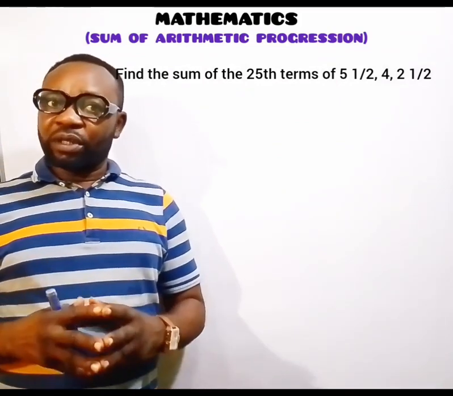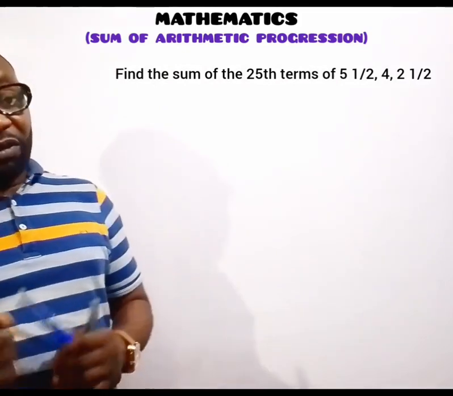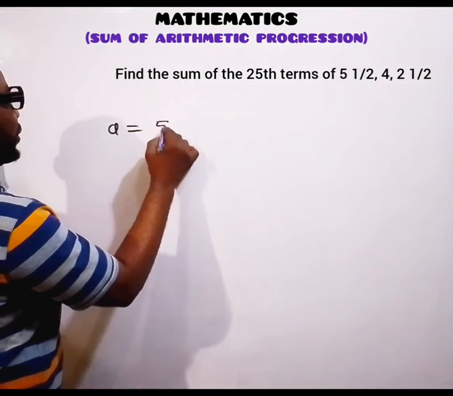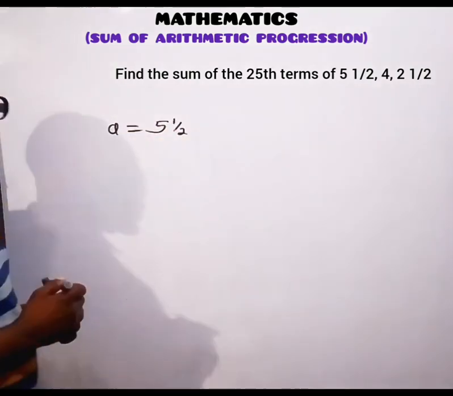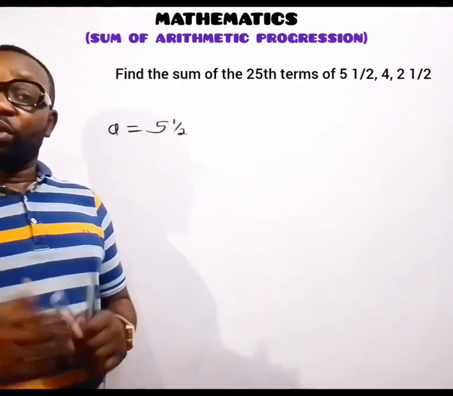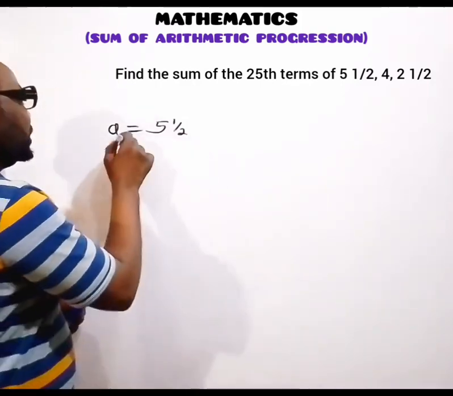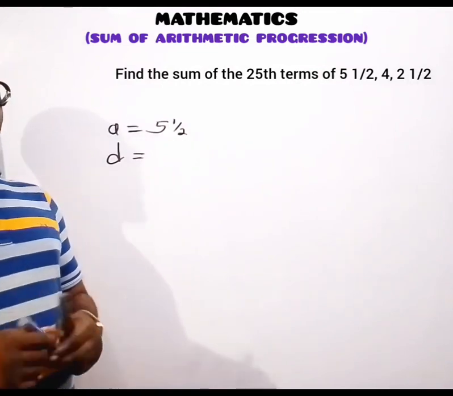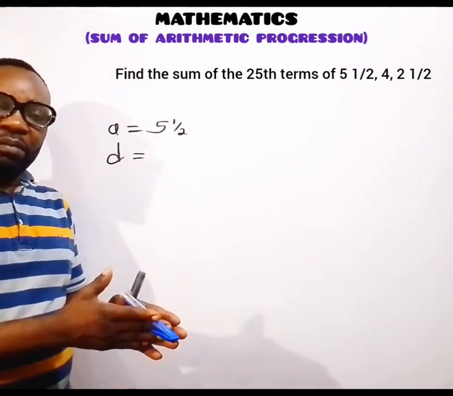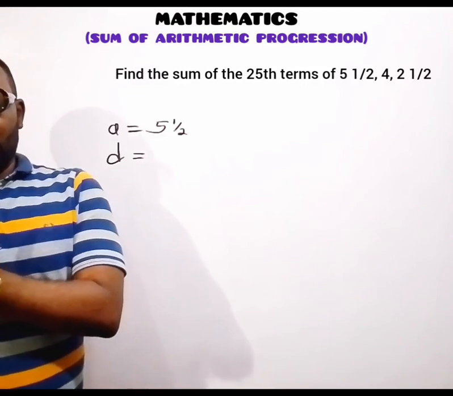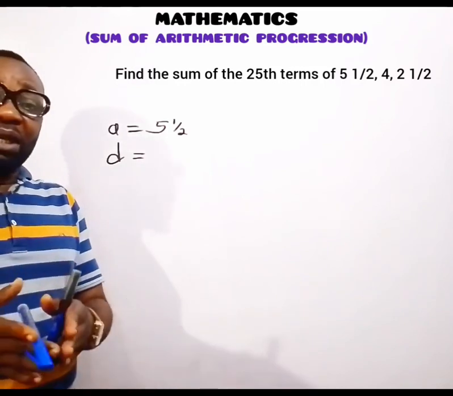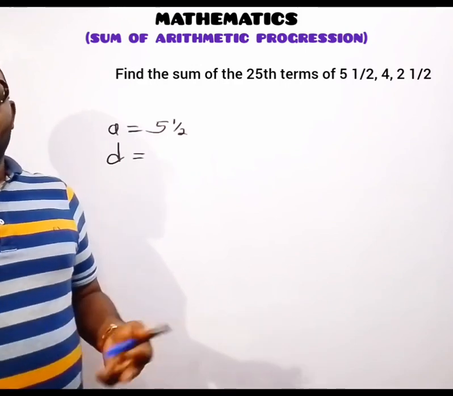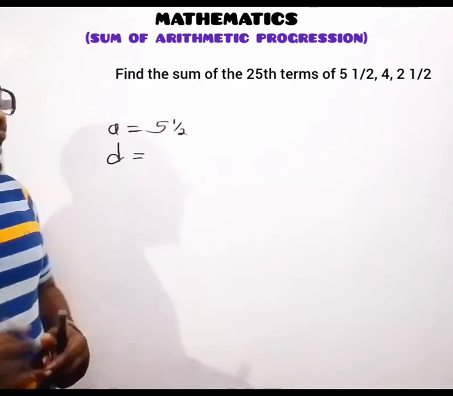Now, for us to solve this question, we have the value of our first term. Our A, according to what is given to us, is 5 whole number 1 over 2. After we have gotten our A, we also need to find our common difference. The common difference will either be the second term minus the first term, or the third term minus the second term. In other words, the value we get from the two of them must be the same. So let's check the two together right now.